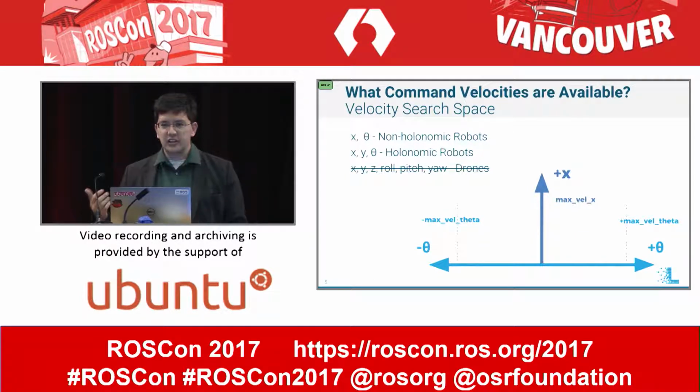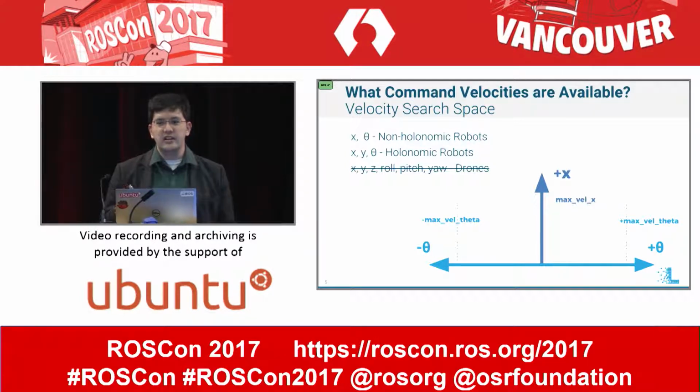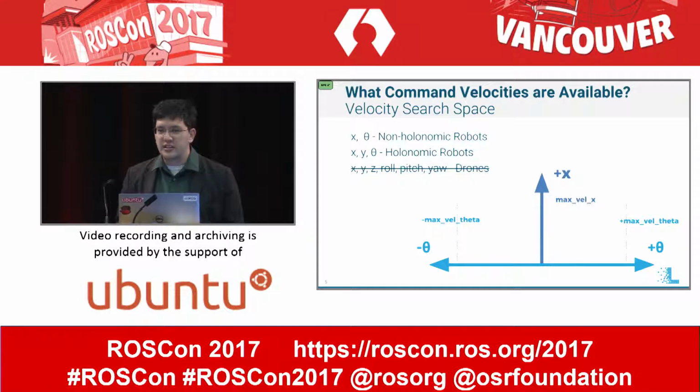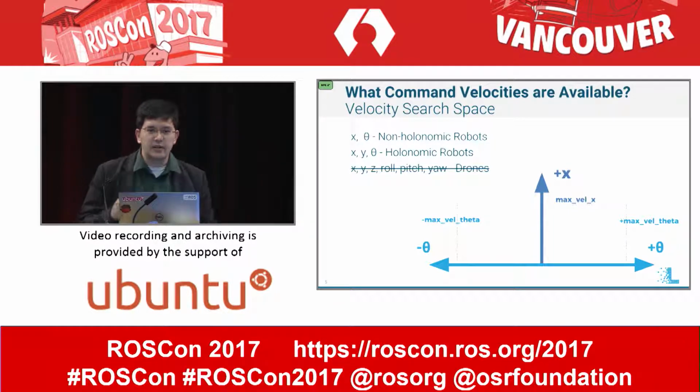So we're talking today specifically about navigation in 2.5 dimensions, i.e. x, y, and theta. Don't always have to use y, and a lot of the examples won't. So you can define all of the possible search space for local planning in terms of your different velocity dimensions. Here you see that we define a maximum x velocity and a maximum velocity in theta as well.